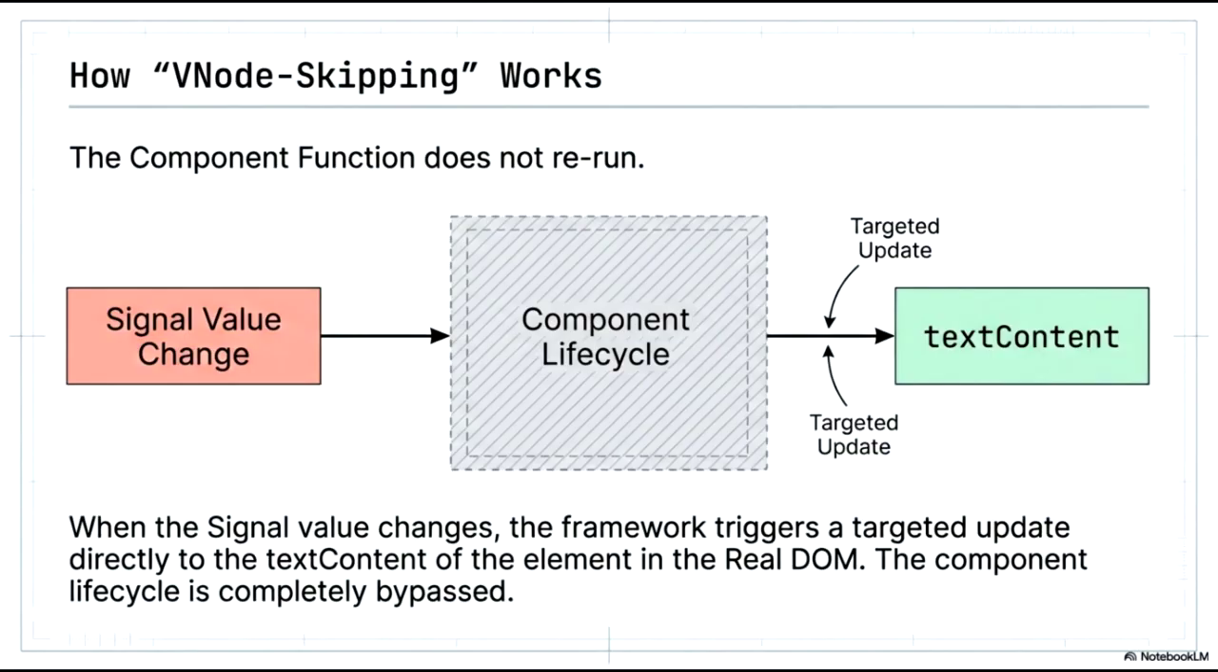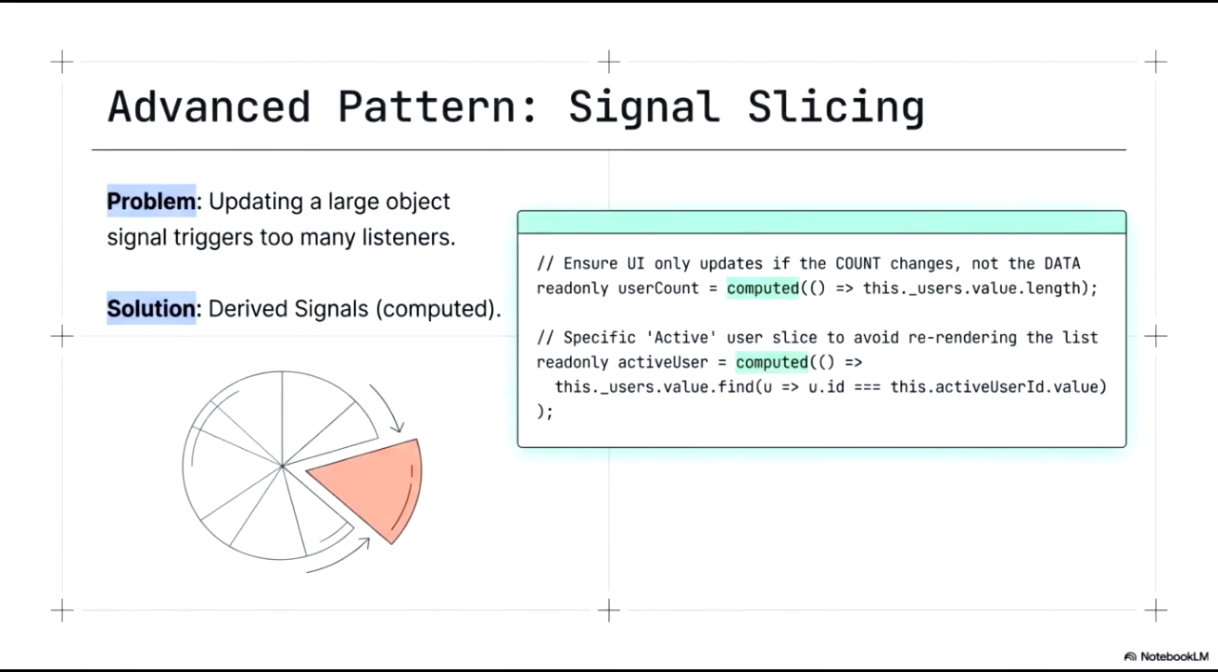This allows for highly precise updates that target only the necessary parts of the user interface without the overhead of traditional virtual DOM reconciliation. Signal slicing is an advanced pattern designed to address a common performance bottleneck. Updating a large object signal often triggers far too many listeners. When a single property in a large state object changes, every component or effect observing that object is notified, which can lead to significant overhead and unnecessary UI re-renders.